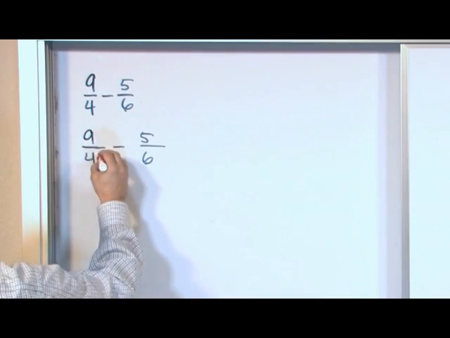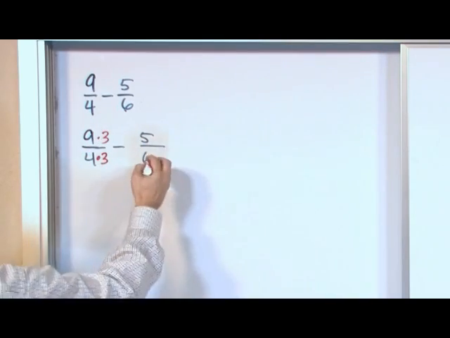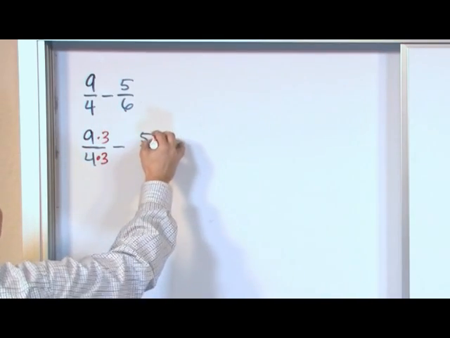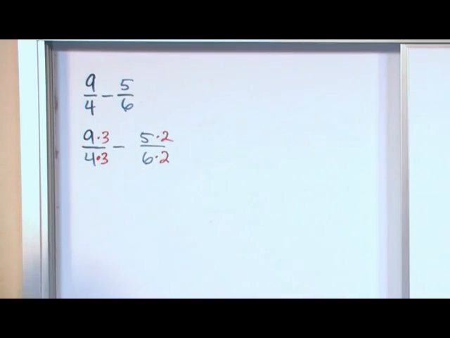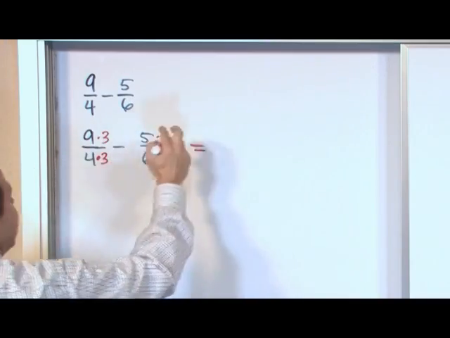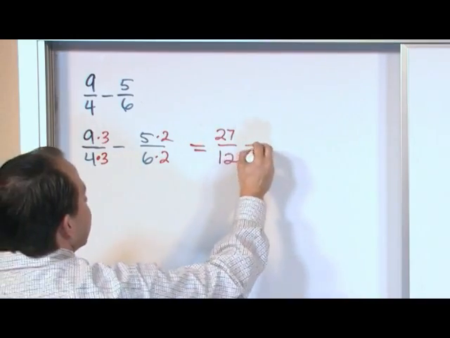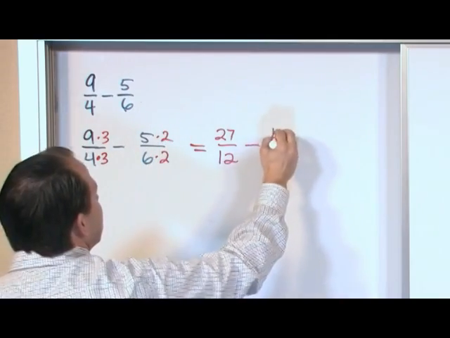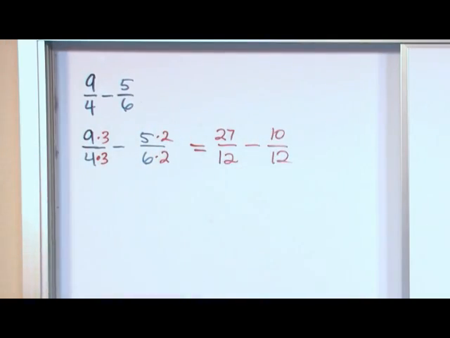So if I multiply this by 3, and then multiply, of course, the top by 3 to keep it legal, and if I multiply this times 2, and then multiply the top by 2 to keep it legal, then I'm going to get 12 for the new denominator in both cases. So I've got the same number in the bottom. 9 times 3 is 27 on the top. Of course, I get 12 on the bottom, minus 10 on the top, and then I've got 12 on the bottom. So I've achieved my goal. I now have 12 in the bottom.